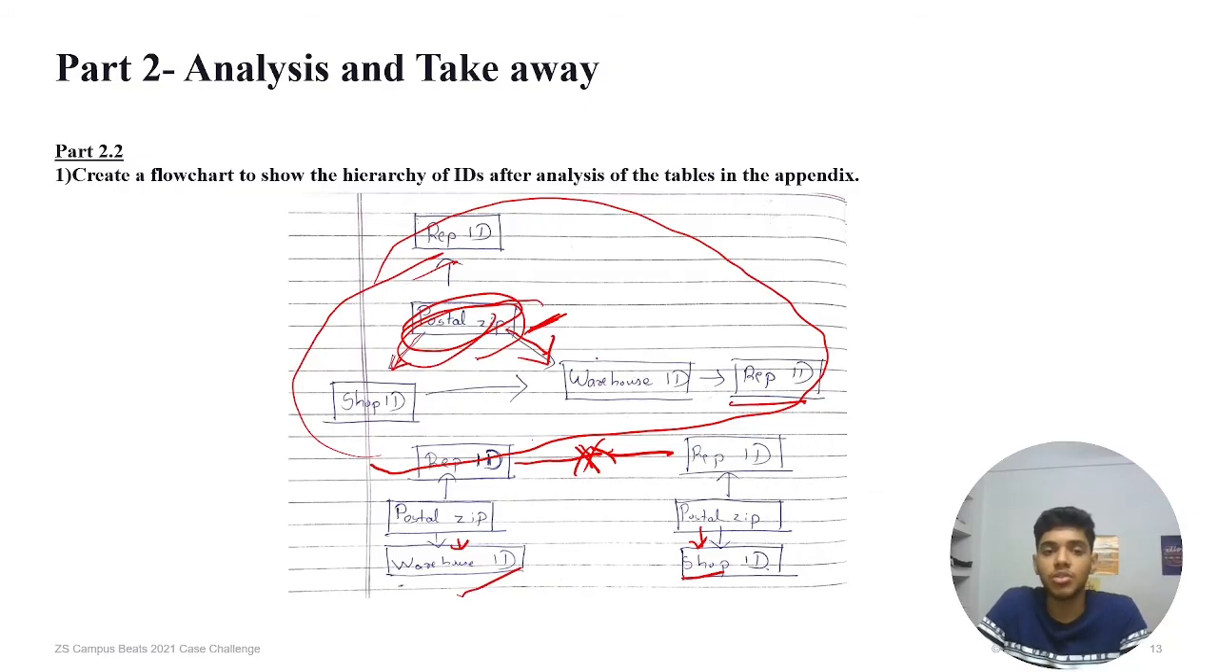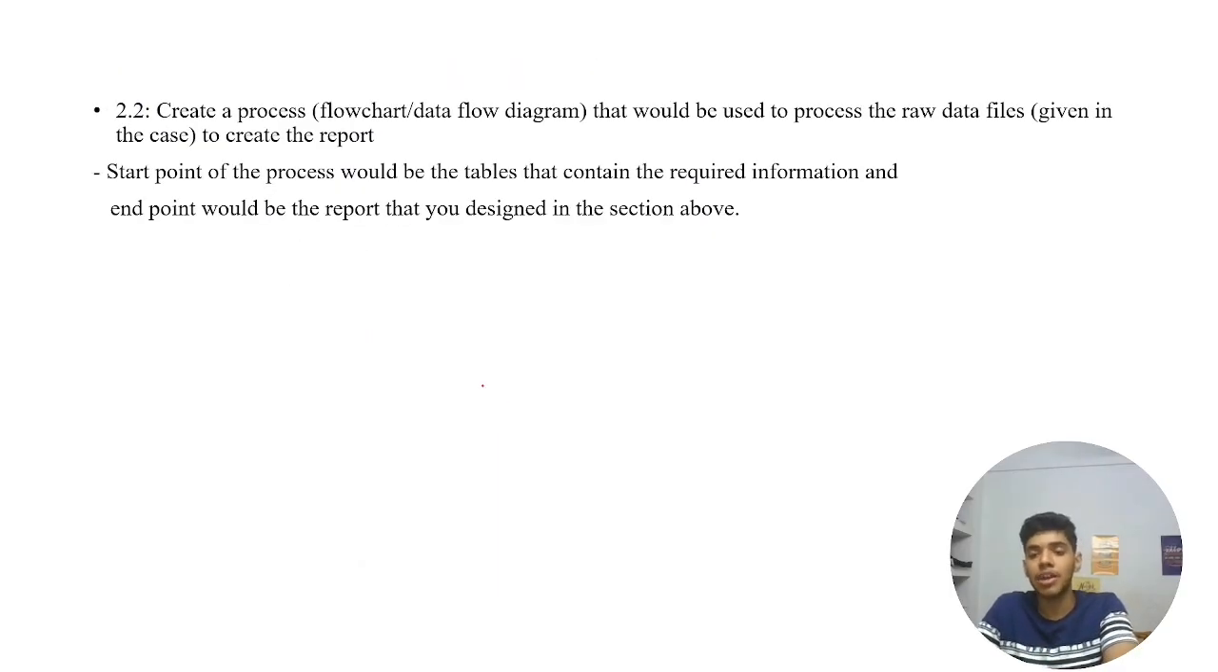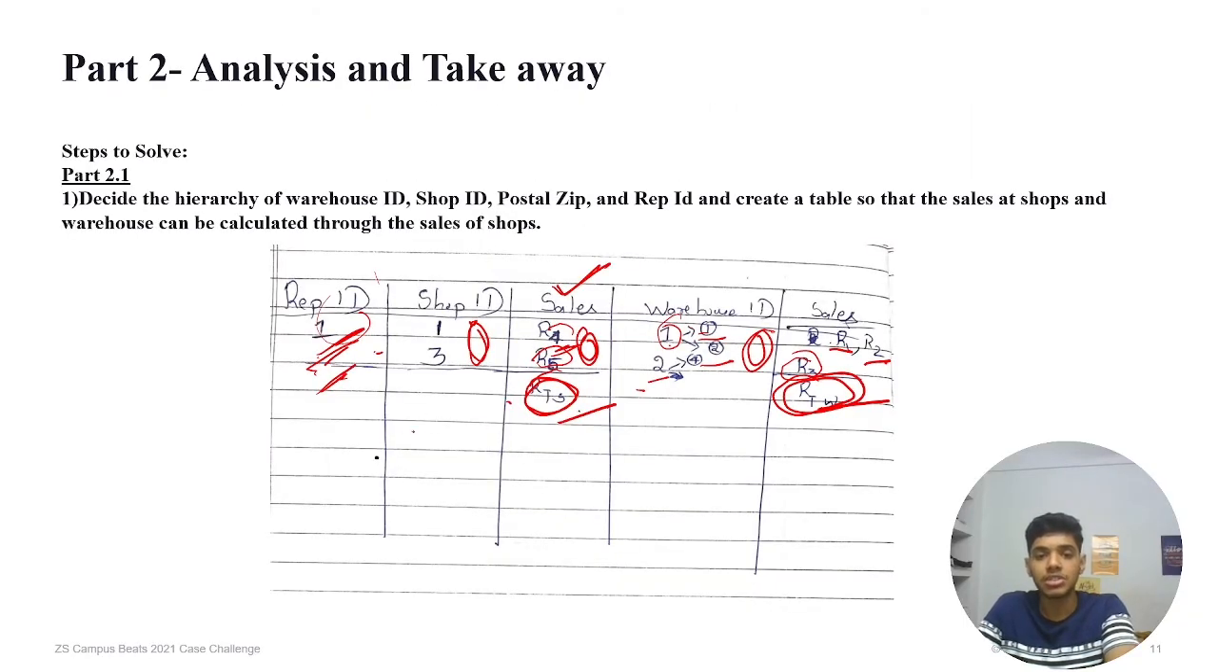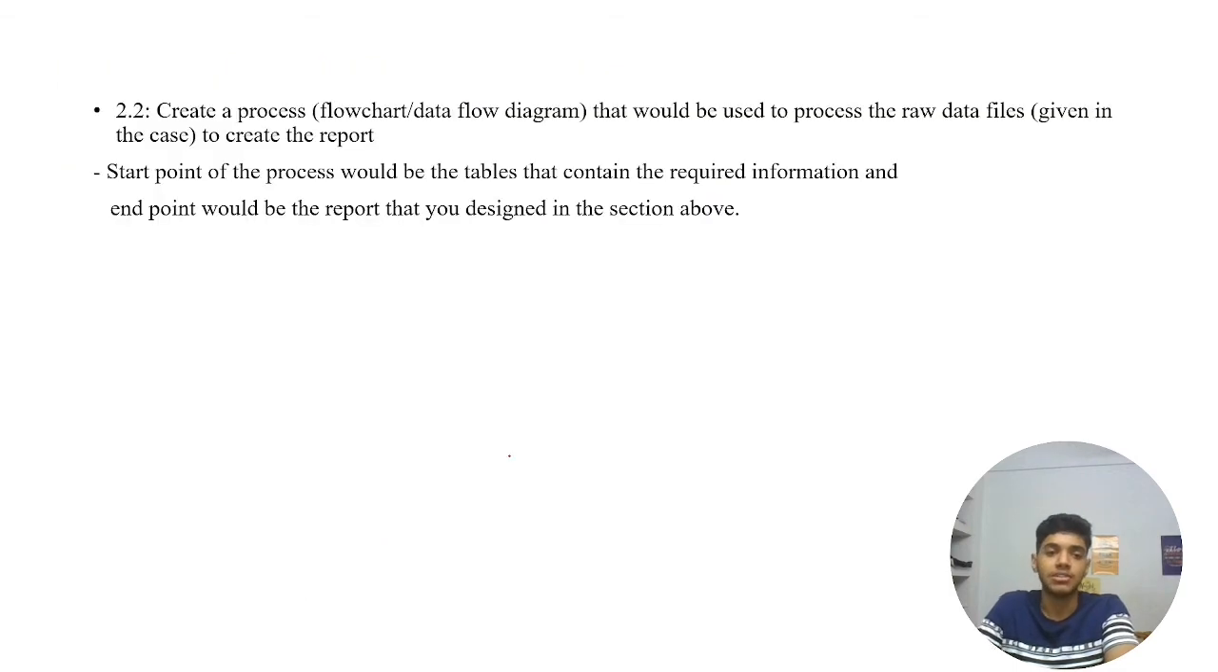So this is the flowchart they want. From this flowchart, they can know how we connected shop ID to warehouse ID, and how representative IDs are different for the same shops and the same warehouses. So from this flowchart, they can easily get our point: how we got to the report part, how we found the sales for each representative, and they can easily keep track of their sales.